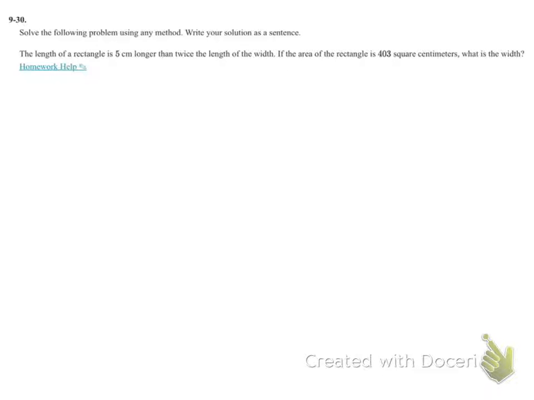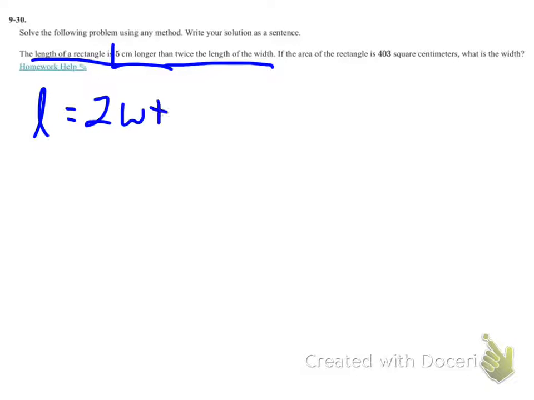Okay, problem 30, we're taking a look at writing out some sort of mathematical sentence from here and then solving this problem. So we know the length of a rectangle is 5 centimeters longer than twice the length of the width. So length, which I'm going to use as a lowercase cursive l, equals 5 centimeters longer than twice the width. So twice the width plus 5.